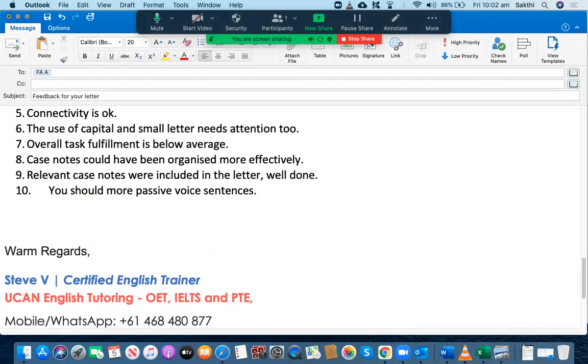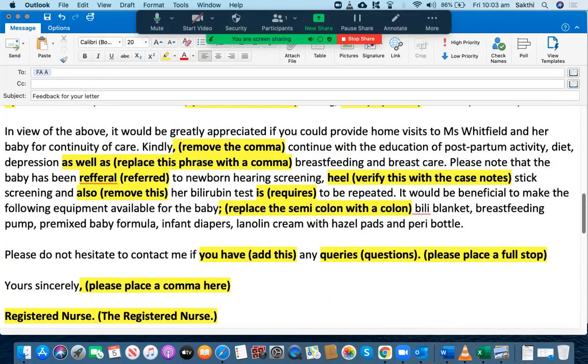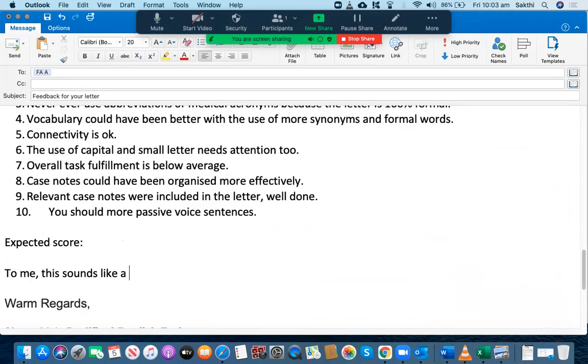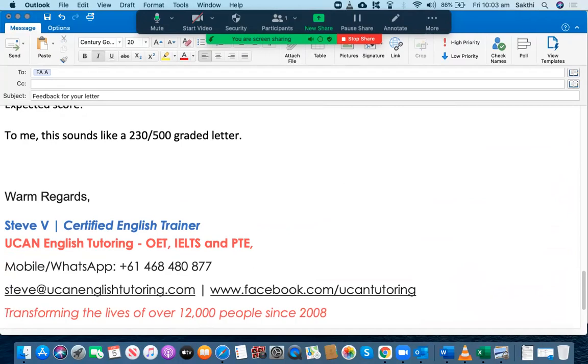Okay. All right. Let's go to the expected score now. Looking at the number of mistakes she has committed and the severity of the mistakes, to me, this sounds like a 230 out of 500 graded letter. You shouldn't be disappointed, Frida. You should be able to improve your communication skills. All you need to do is to go through this feedback and identify what kinds of mistakes you have committed and try to recognize them. Firstly, you need to acknowledge that you have committed these mistakes and you should work to reduce the frequency of the mistakes. If you can rectify at least half of them, you should be able to improve your scores, say from 230 to 280 and then maybe 300 or more than that. I wish you good luck with your next letters.